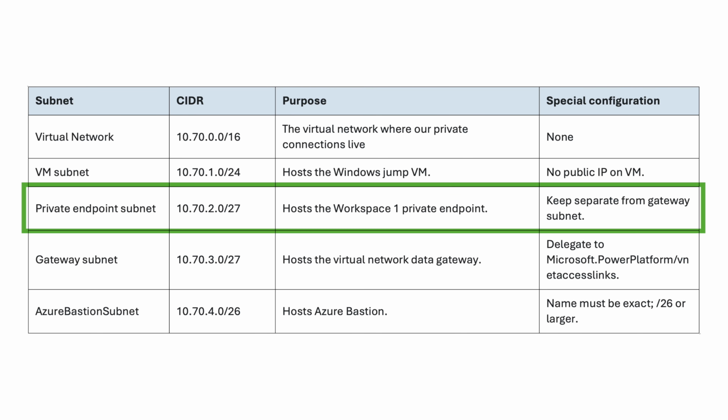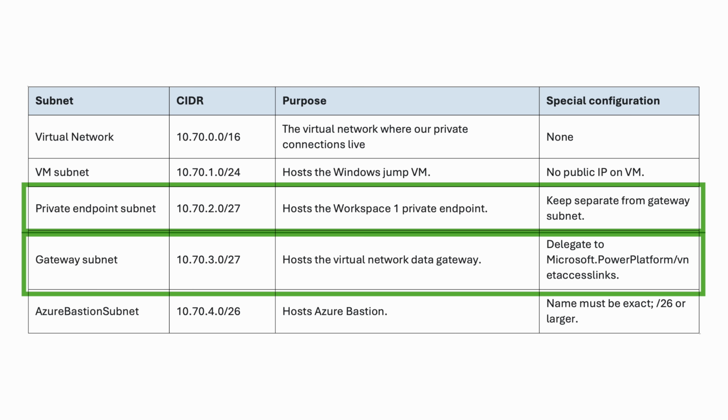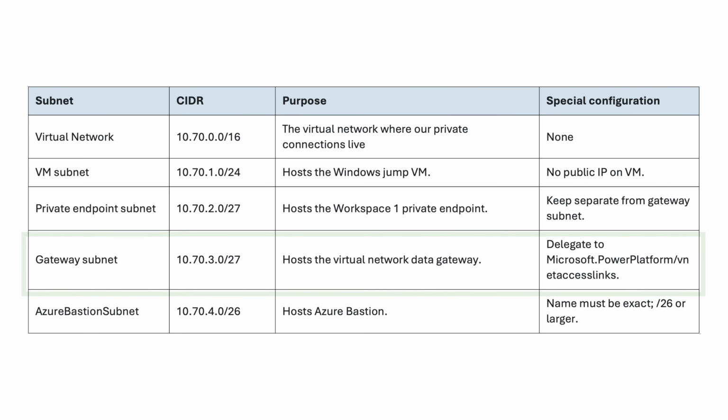The first is the private endpoint subnet that holds the 5 IP addresses that connect to various Fabric services. The second is the data gateway subnet. This subnet will host a virtual network data gateway that the unrestricted workspace semantic model will use to connect privately to the restricted Lakehouse data when refreshing the semantic model.